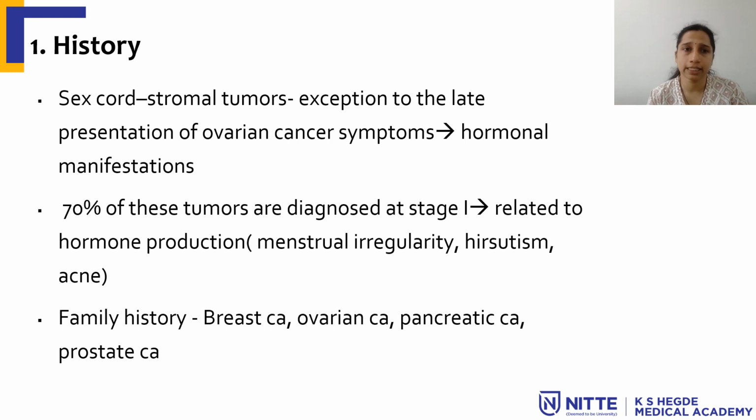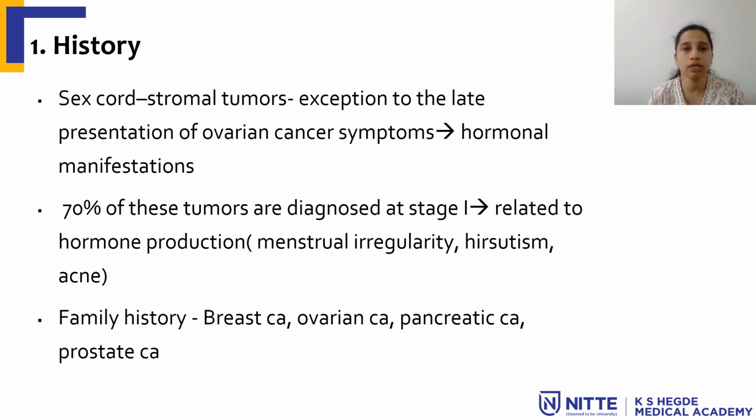The exception for late presentation in ovarian tumors are sex stromal tumors. They usually present at early stages because they are usually associated with hormonal manifestation. So 70% of sex stromal tumors are diagnosed at stage 1, and the symptoms related to hormone production can be menstrual irregularity, hirsutism, or acne. So they are the signs of virilization.